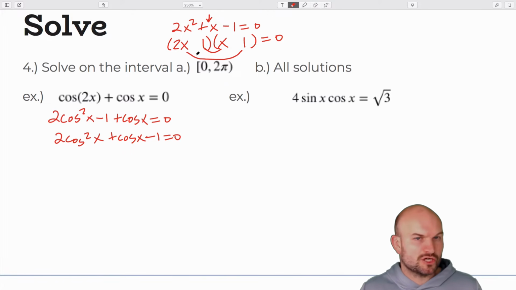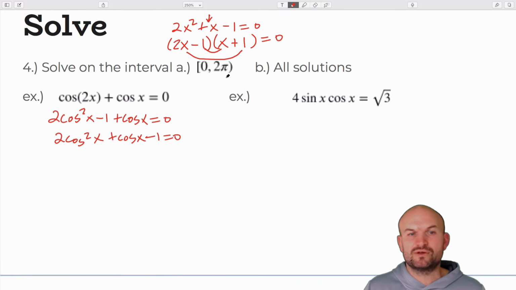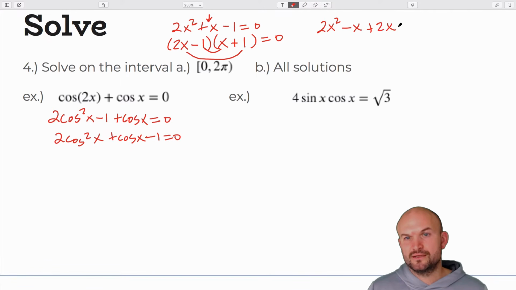Well, which one's going to be larger? Of course, 2x times 1, right? So I want that one to be positive, and therefore this one can be negative. And again, let's multiply it out. That's 2x squared, right? Minus x plus 2x minus 1. So you can see, since the larger of my two products is positive, that's why that produces a positive x, which I am looking for.